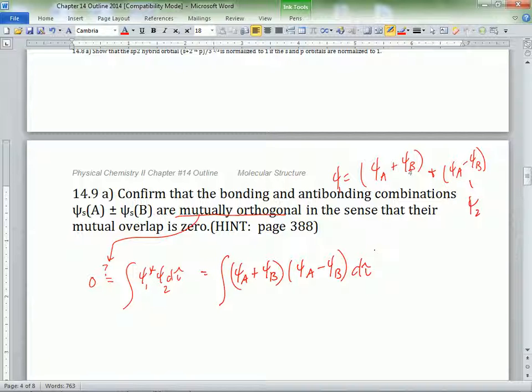Okay, so I put 0 here because they say, just show that they're mutually orthogonal. And I put a question mark above to show that we're just verifying it. So that's why it's set up the way it is. If you want to see if anything is mutually orthogonal, it just means that you have to have an integral, and you have to be multiplying two wave functions together.